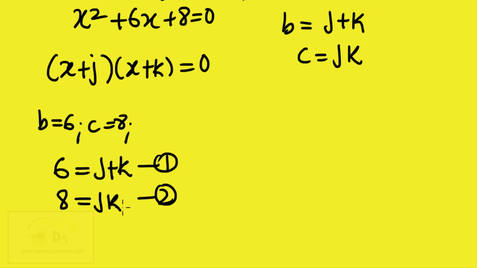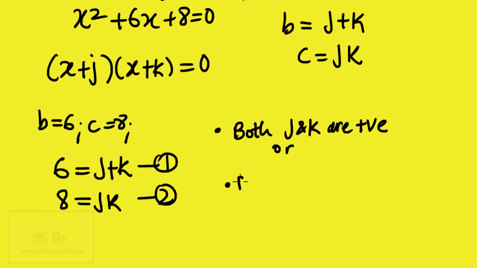By looking at equation 2, we can see that the product of j and k is a positive number, and we know that that means that both j and k are positive, or both j and k are negative numbers.